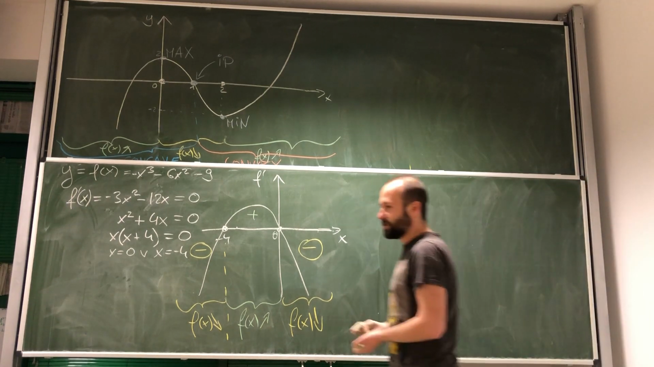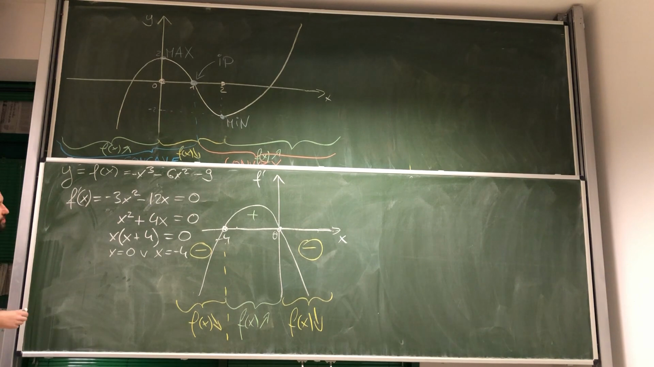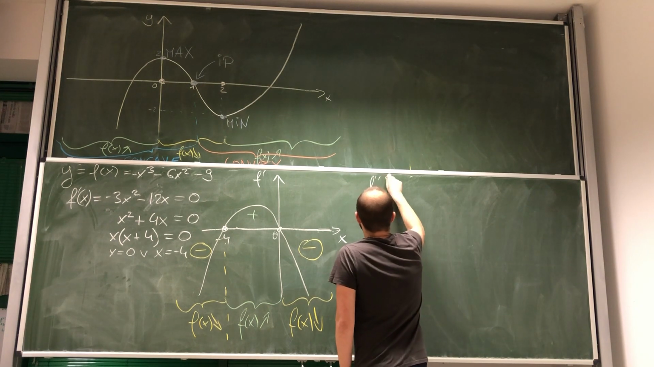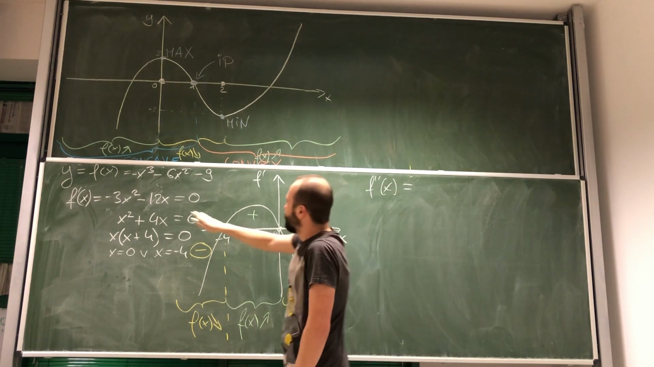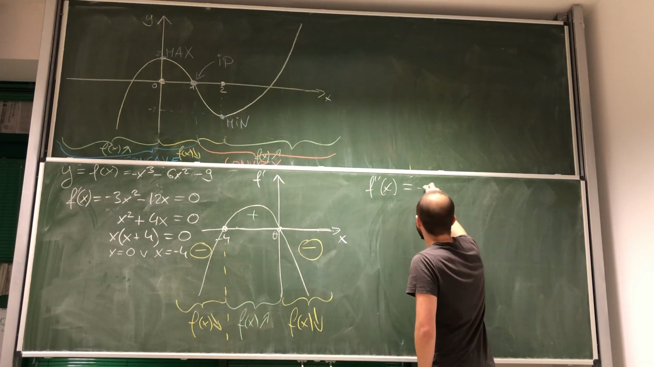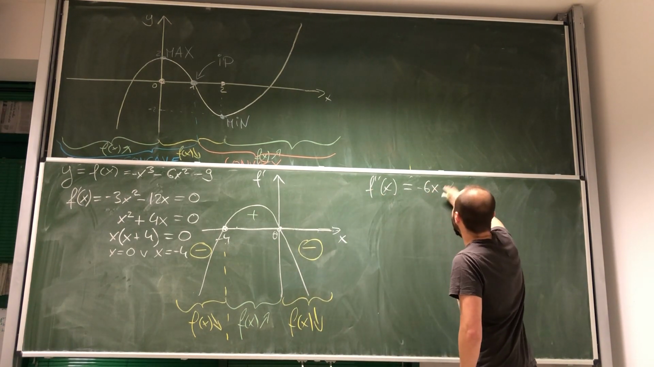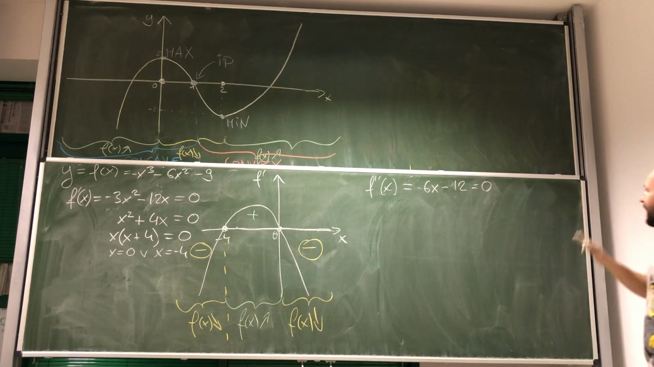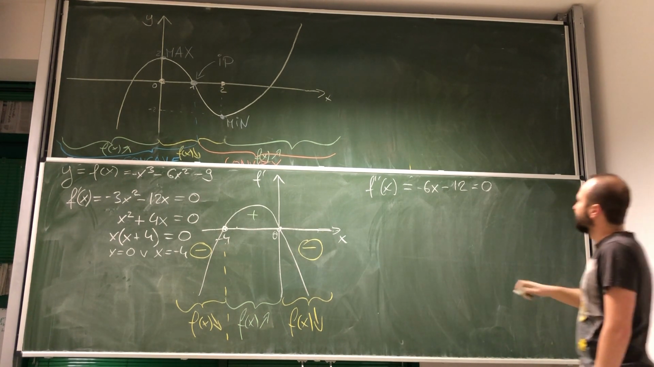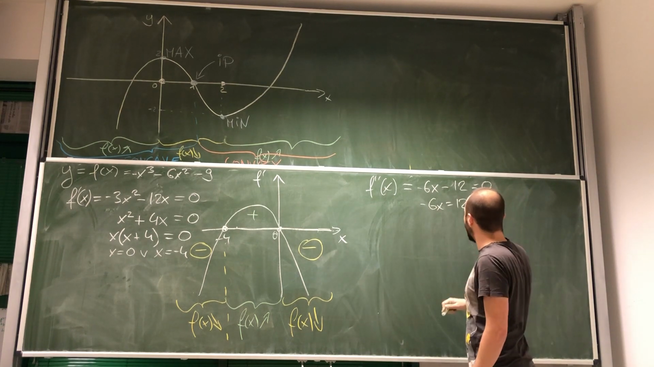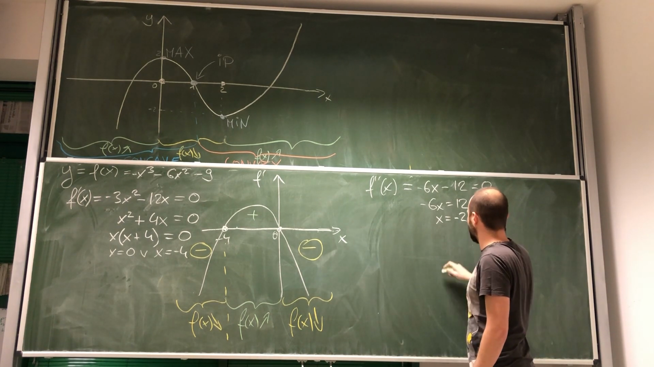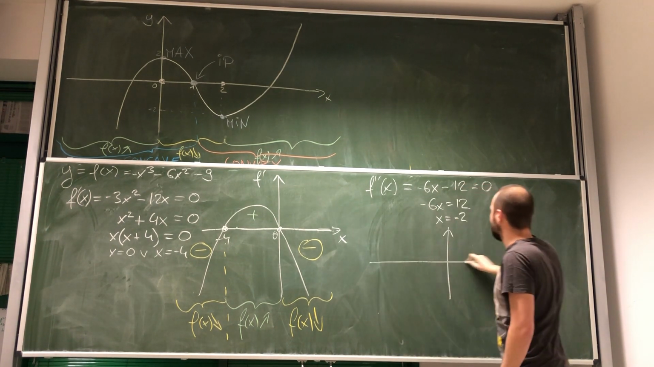Okay, so now let's go to the calculation of the second derivative. Okay, second derivative is equal to negative 6x minus 12. Okay, again, we want to know at which point this function cuts through the x-axis. So we get that negative 6x equals to 12, and we get out of this that x is equal to negative 2.